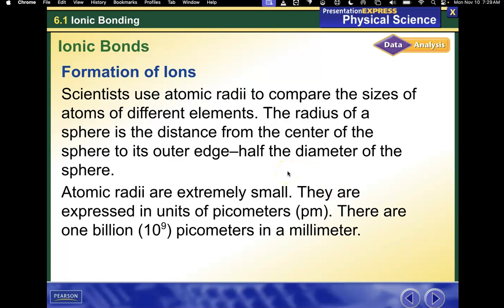Scientists use atomic radii to compare the sizes of atoms of different elements. The radius of a sphere is the distance from the center to the outer edge, half of the diameter of the sphere. Atomic radii are really small. They're measured in units called picometers. There are 1 billion picometers in a millimeter, so it's really, really small.